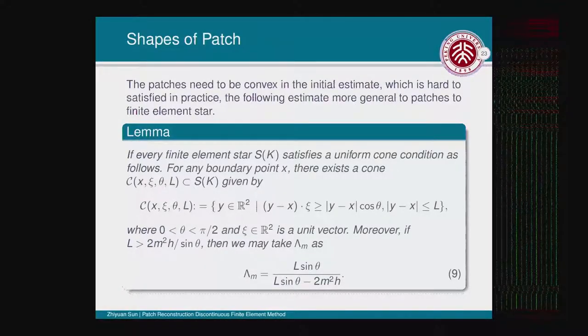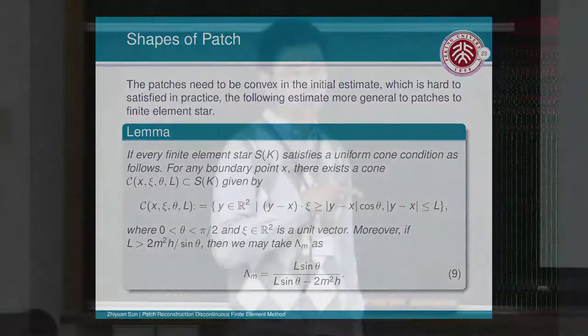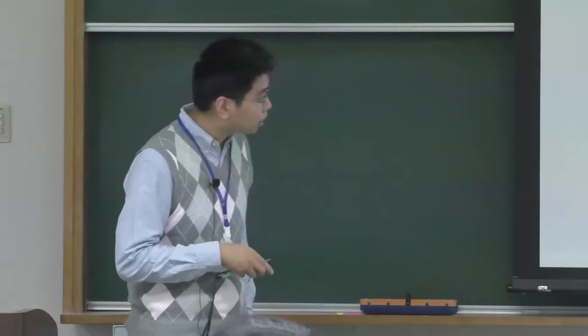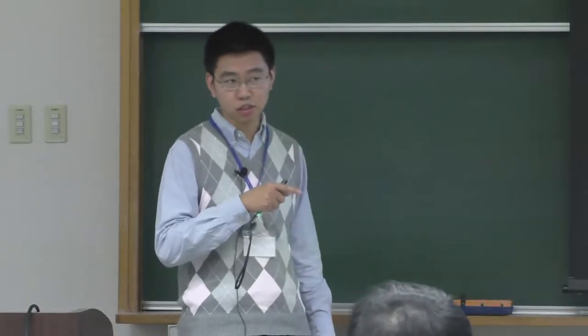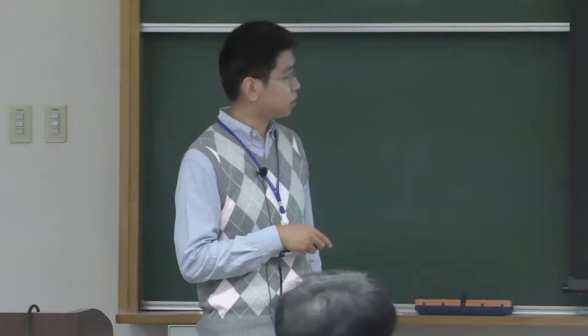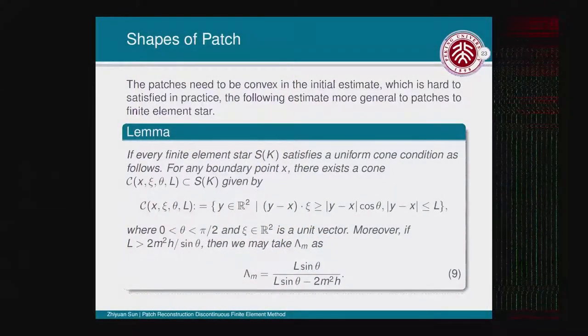And all this says is that if the element patch contains a cone, the Lebesgue constant can be controlled by this cone. This says the same thing as the shape regularity conditions. So in some sense, non-convexity is allowed, but you cannot have arbitrary non-convexity in the element patch. So the shape of the patch must be regular.